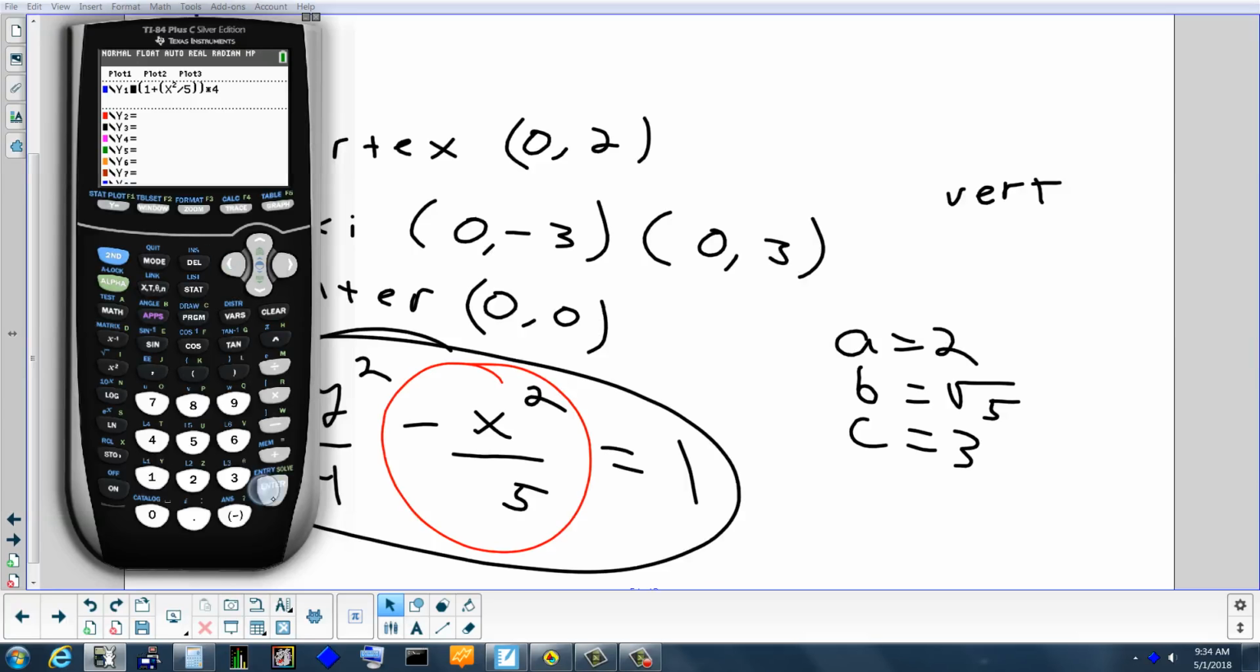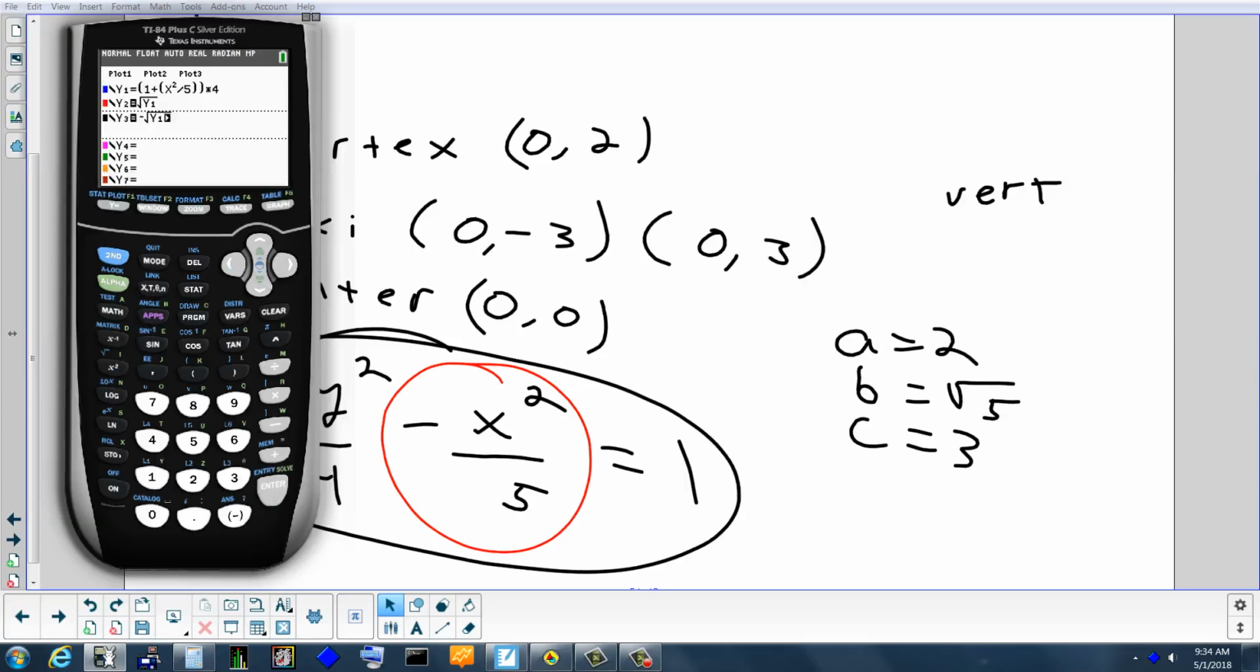So the last thing I'm going to do is take the square root, but I'm going to do the same trick I did yesterday. So I don't have to type this in twice. I'm going to take the positive square root of what I typed in y1, and I'm going to take the negative square root of what I typed in y1.